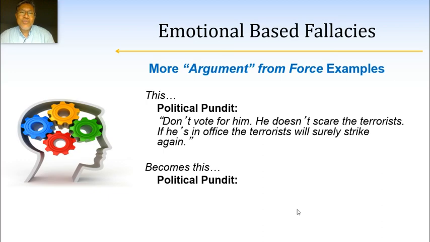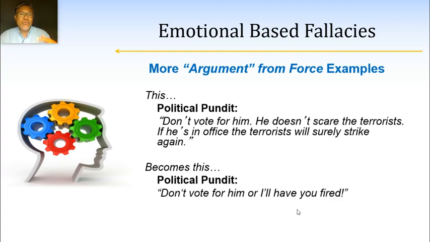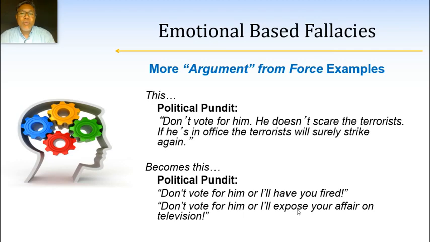We can come up with several different reasons or ways of expressing this as an argument from force. You could say something like, don't vote for him or I'll have you fired. Notice it's a personal threat. Or don't vote for him or I'll expose your affair on television. Again, notice it's a personal threat, right? So still using fear instead of an actual reason.